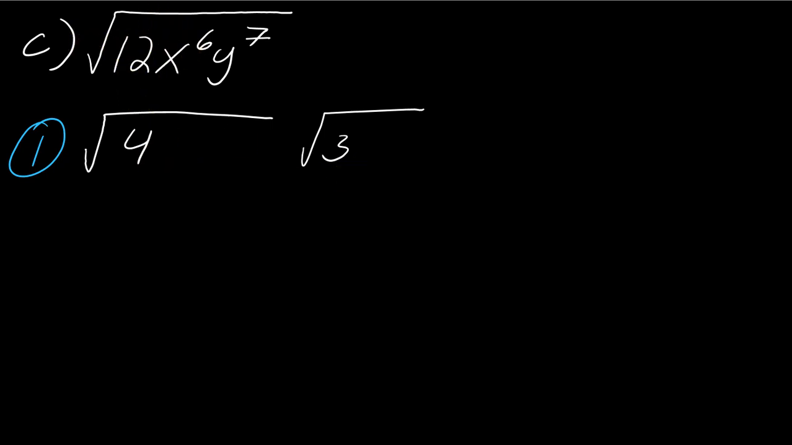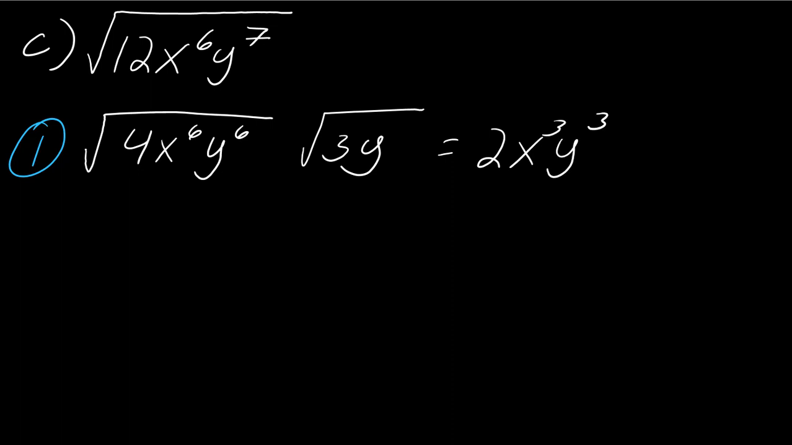So the square root of x to the 6th, I can break down fully. The square root of y to the 7th, I cannot, but I can break down y to the 6th, and then I'll have this remaining y. One way to approach this is to think of this as what I can take the root of, and this is what I cannot. So I'll separate it into 2 parts. And then this becomes 2x cubed, y cubed, and then the square root of 3y.